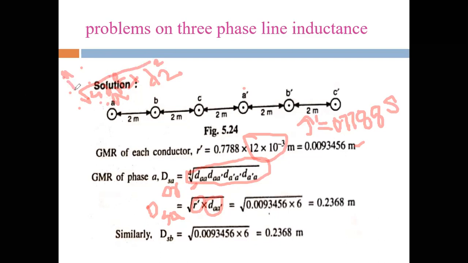This is the distance between A to A dash. But in this problem, the conductors are placed in the horizontal line. In the previous problems, the conductors are arranged in parallel. That's why the distance between A to A dash is the square root of 4 d1 square plus d2 square.